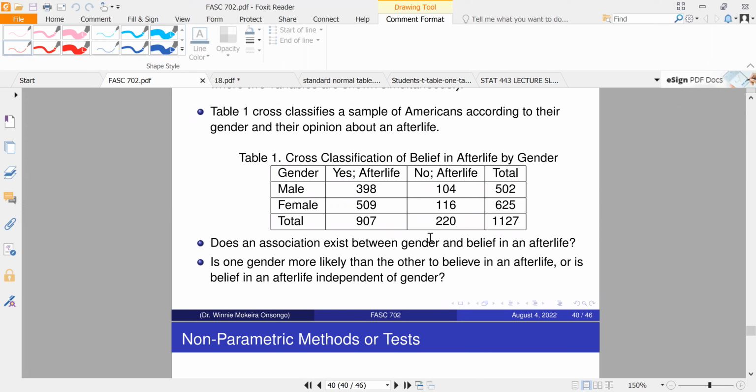Another test that we have is the sign test. Another non-parametric test is the sign test. Now, this sign test is a non-parametric counterpart of the T statistic, the T test. This one is the non-parametric counterpart.